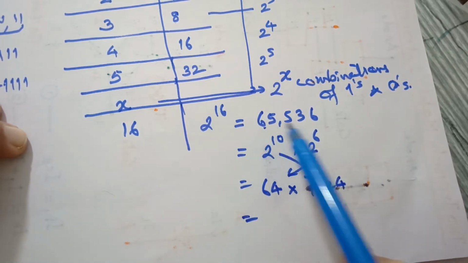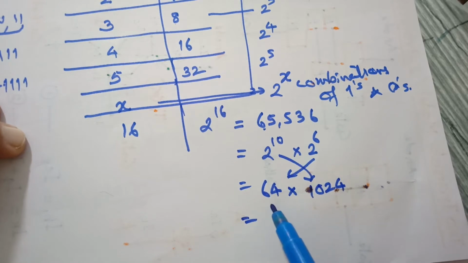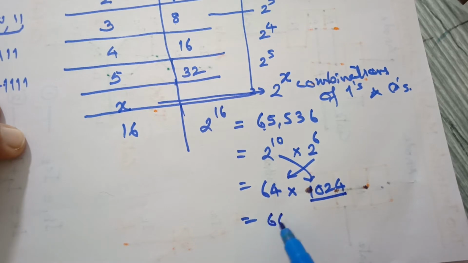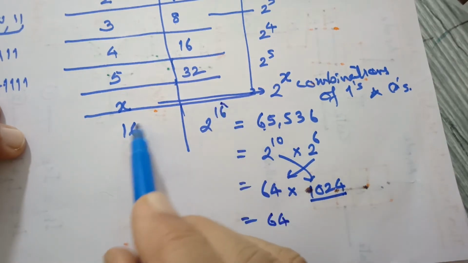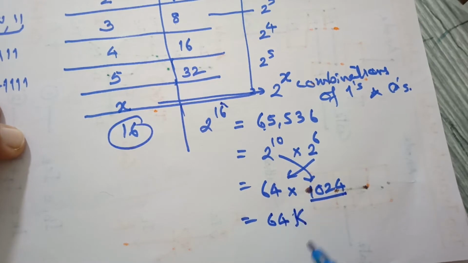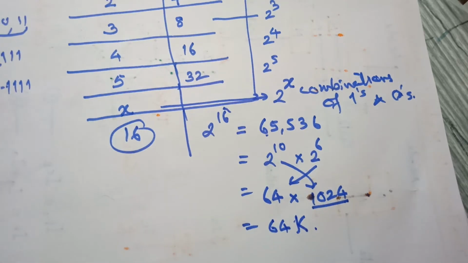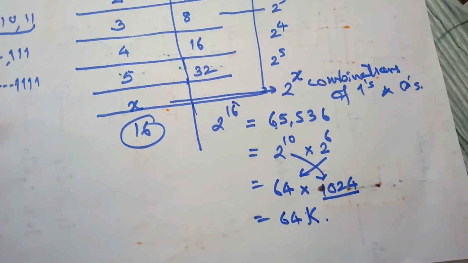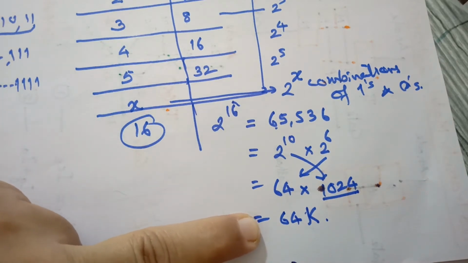So I can write 65,536 combinations as 64 into 1024. This is very close to 1000, and that's why we call it K, 1K. And that's why we say that with 16 lines, 64K combinations are possible, and that is nothing but its addressing capacity. So the addressing capacity of any microprocessor depends on how many address lines it has. For 8085 it is 16, and therefore we say that its addressing capacity is 64K.